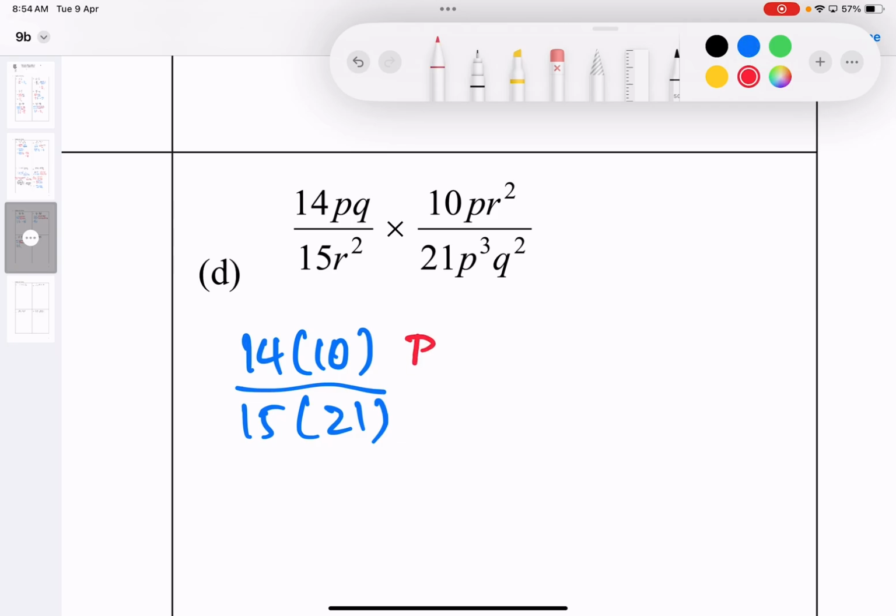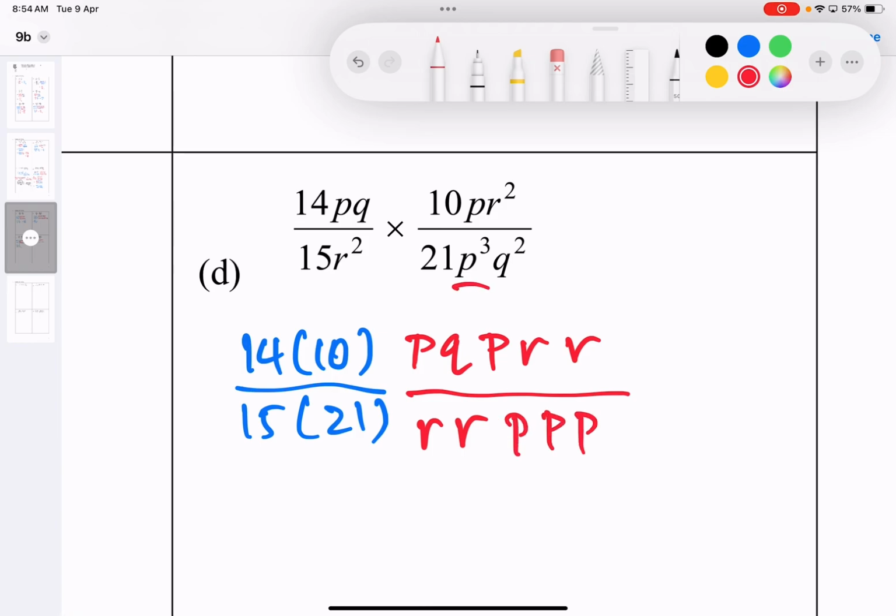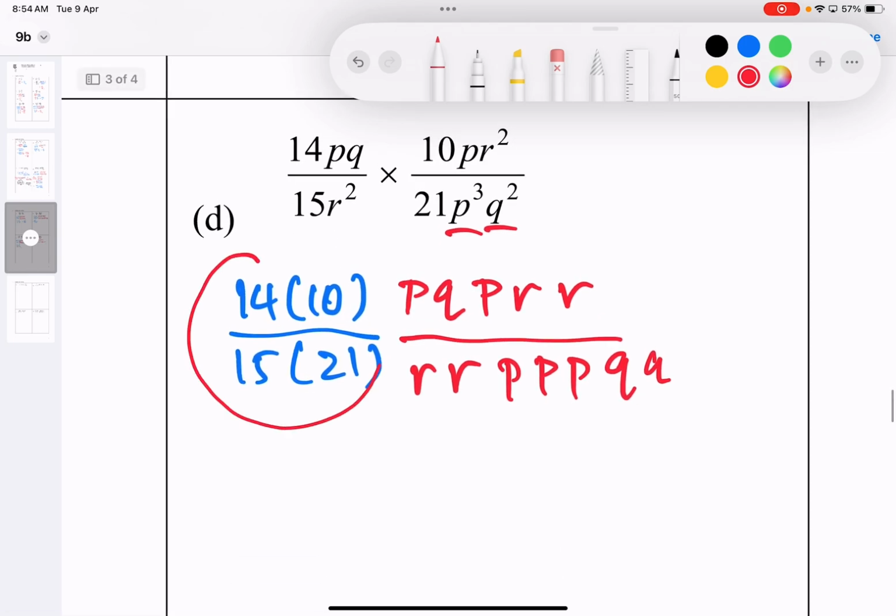Alphabets, put it together. P times Q times P times R times R. The bottom, R times R. P cubed, P times P times P. Q squared is Q times Q. This part, enter in your calculator: 14 times 10 divided by 15 times 21. That gives me 4 over 9.